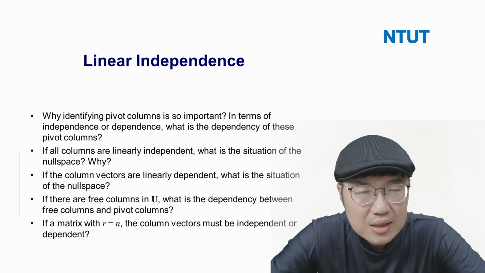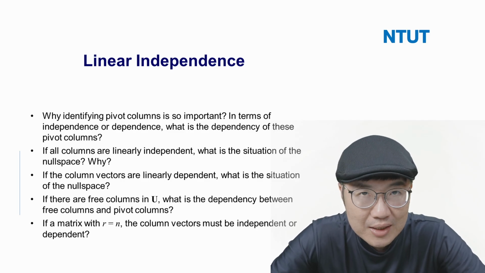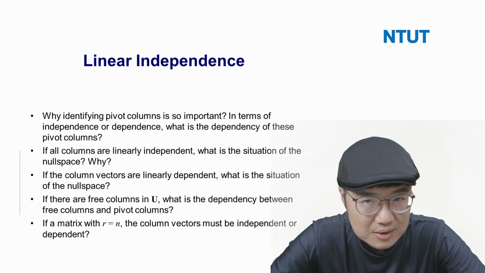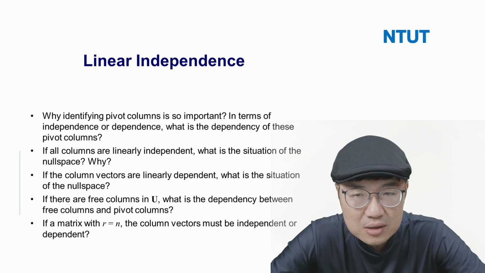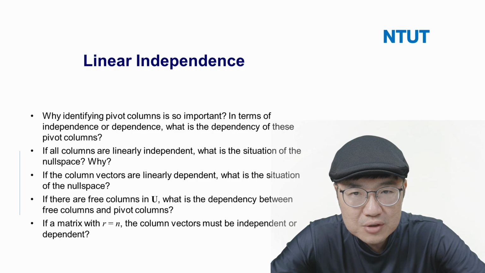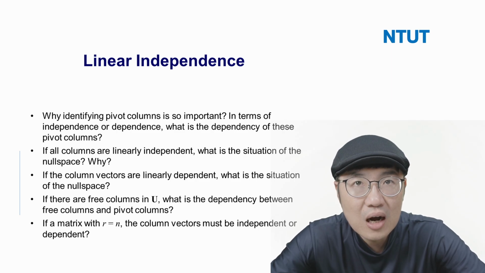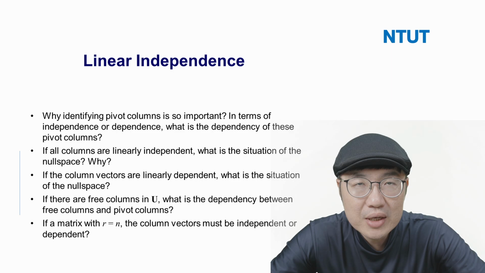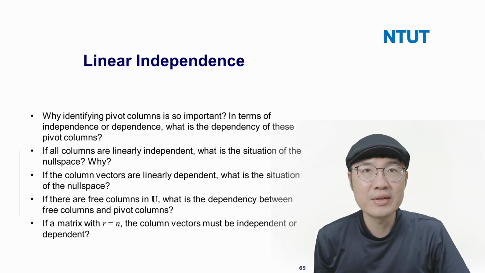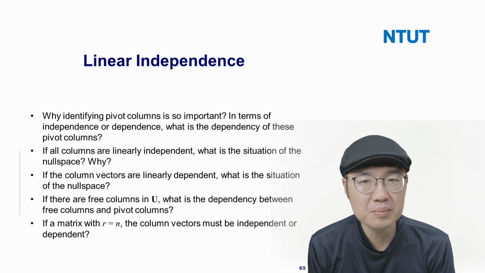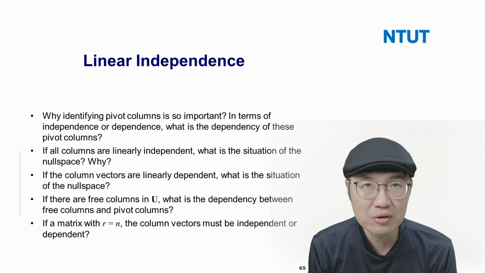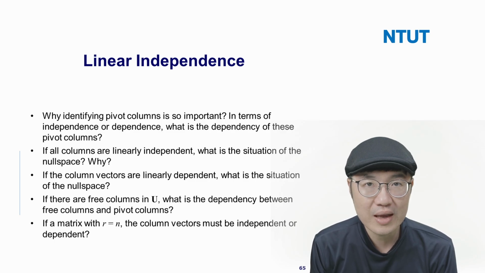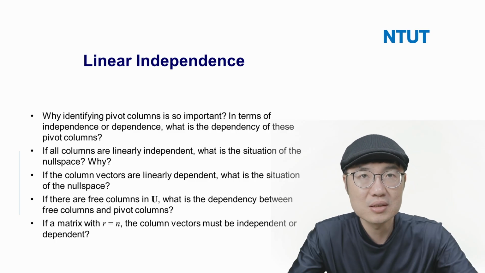They tell us the position of the pivot columns, and the free columns must be some sort of linear combination of the pivot columns. And if all columns are linearly independent, the null space contains only 0. And remember, you can never say that we don't have a null space. Even though all the columns are independent, you still have a null space. 0 will always be in your null space, the trivial solution.